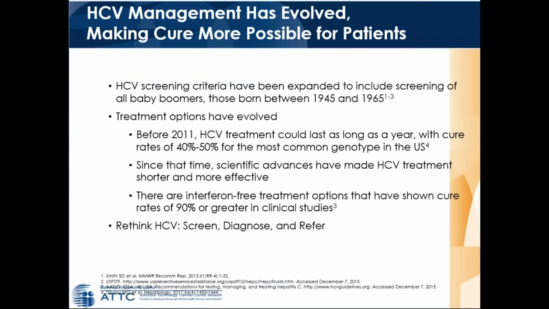As a summary, hepatitis C screening has been expanded to include the baby boomers born between 1945 and 1965. Besides the risk factor screening recommendations, the treatment options have evolved. Before 2011, hepatitis C treatment could last as long as a year with cure rates of 40 to 50% for genotype 1.